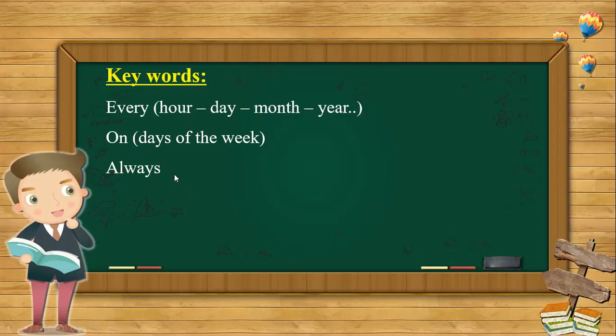Here we have always. It's one of the keywords of the present simple. After that, we have often, usually, sometimes, and never. Never expresses the negative, but without not. I don't put not in this case.